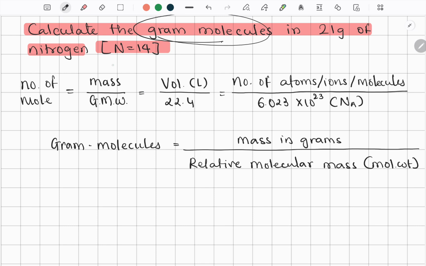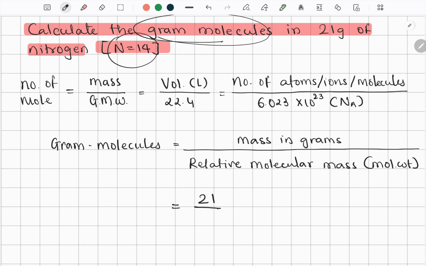This formula will be very similar to the number of moles formula, which is mass upon gram molecular weight. This is gram molecules, which is mass in grams divided by relative molecular mass or molecular weight. So the calculation is gonna be really simple. What is the mass of nitrogen given in grams? 21 gram. Perfect. Divided by relative molecular mass, which is nothing but the molecular mass. Now this is the relative atomic mass of nitrogen, which is 14.